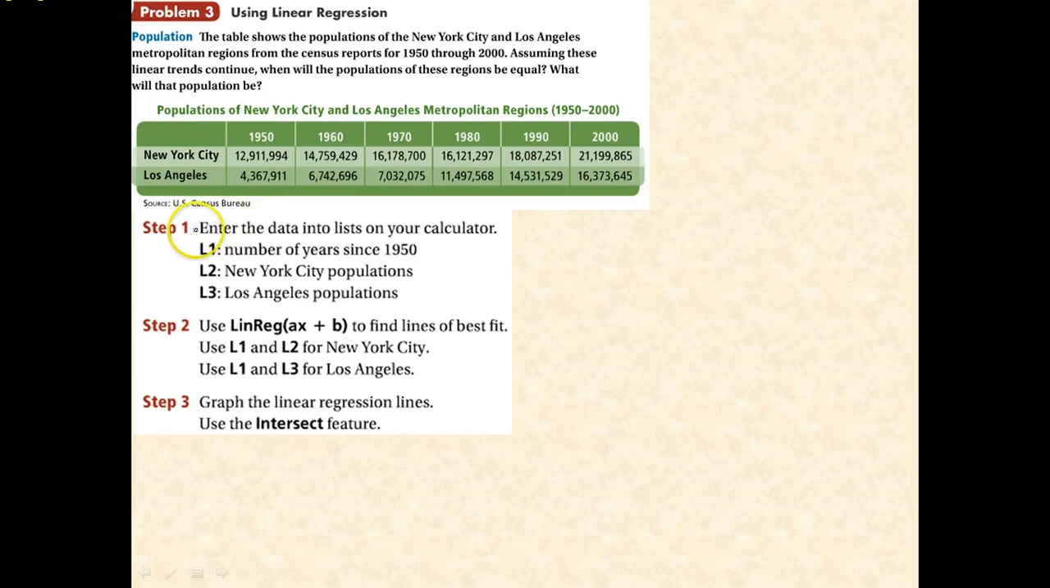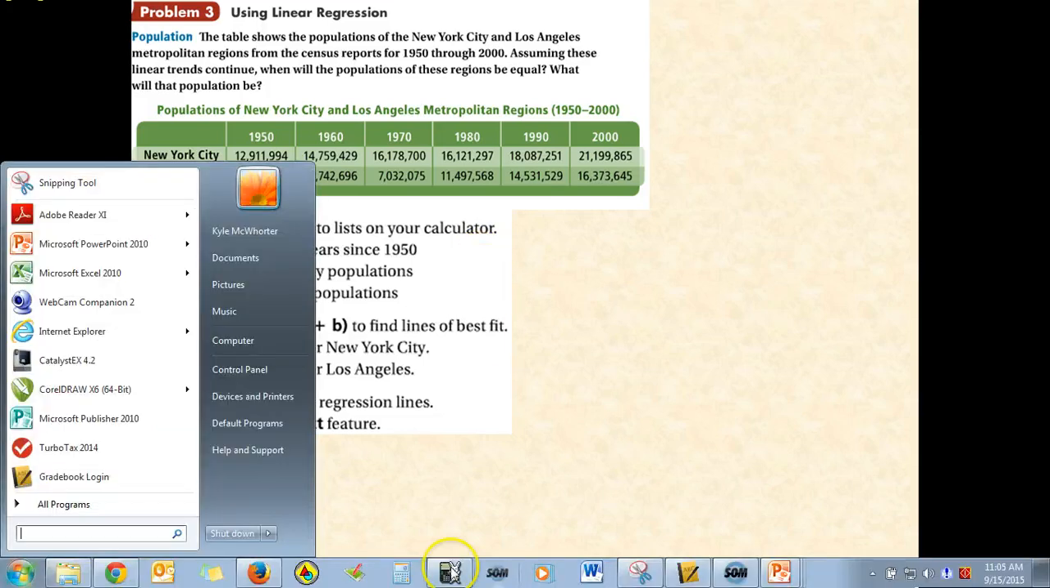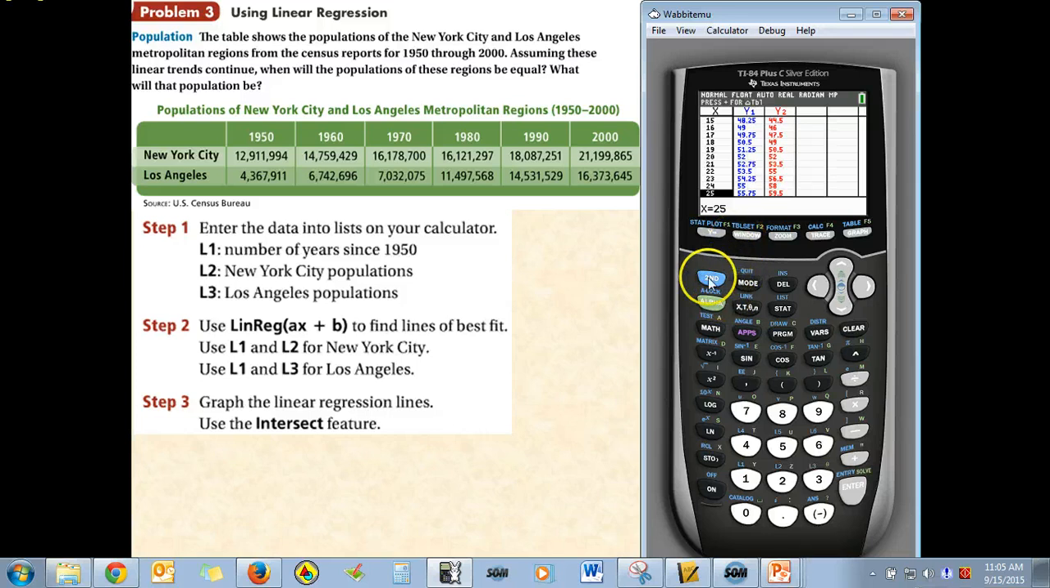Step 1. Enter the data into lists on your calculator. So, get my calculator. Let's let L1 be the number of years since 1950. So where are the lists on my calculator? Let's see, if I hit the Stat button and I hit Edit, it shows me these lists, L1, L2, and L3. So I'm going to let L1 be the number of years since 1950.